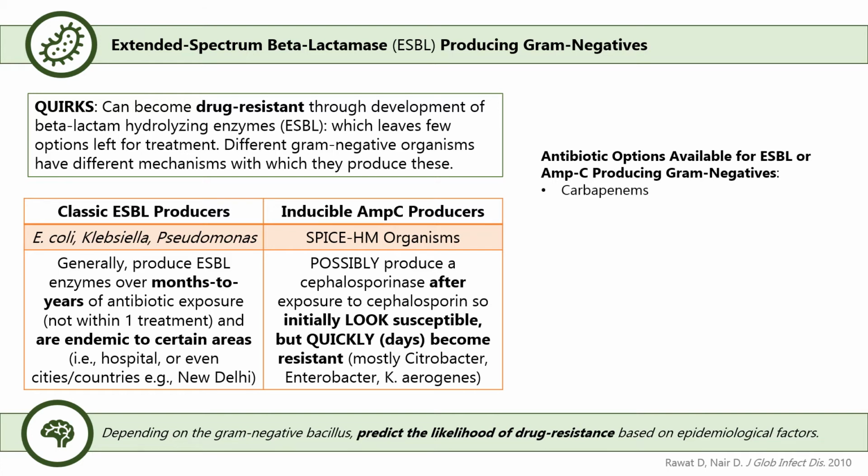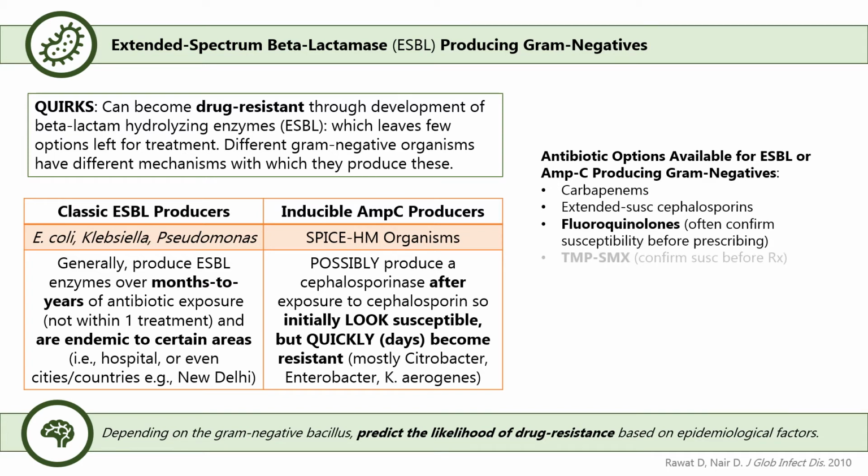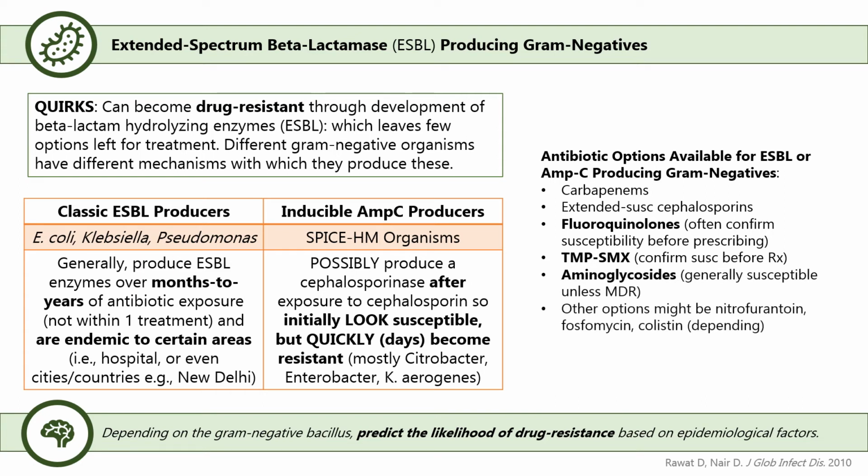And here I'll show you some options that we have for ESBL producing organisms. Typically carbapenems are most trusted if you really believe a patient has an ESBL producing organism, but there are some oral options that we can use perhaps once we have susceptibility testing.